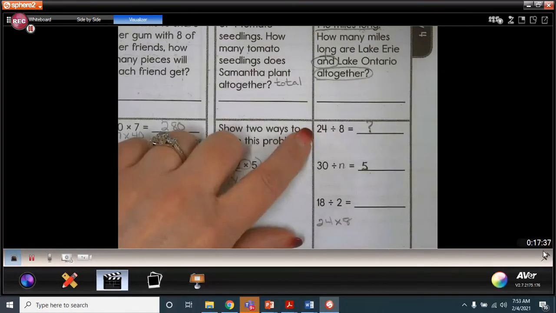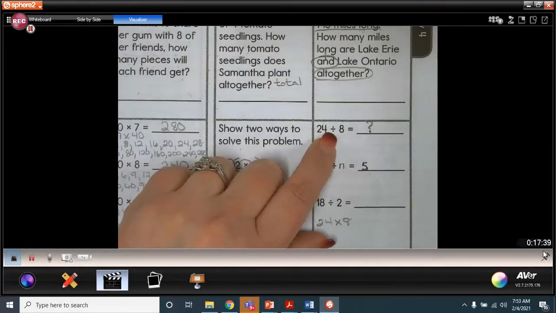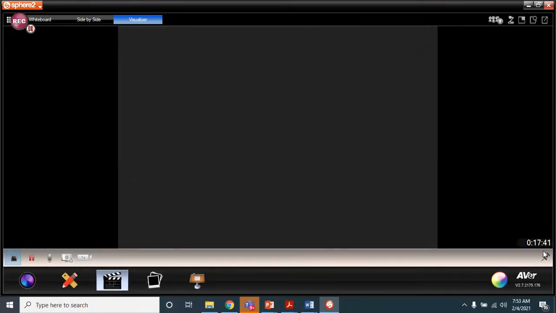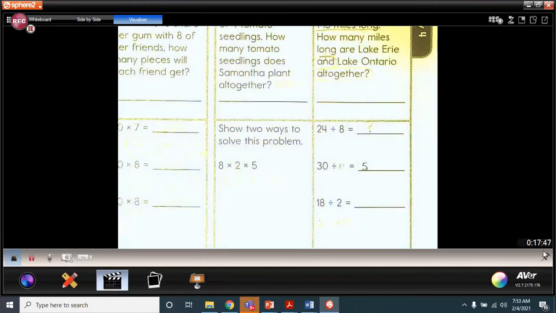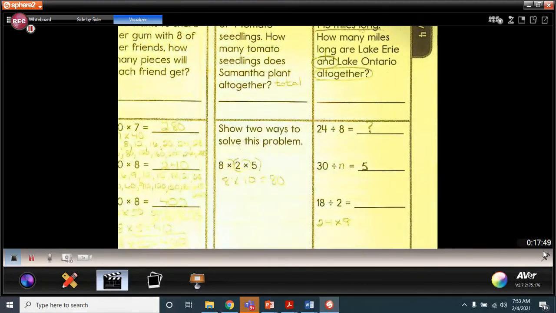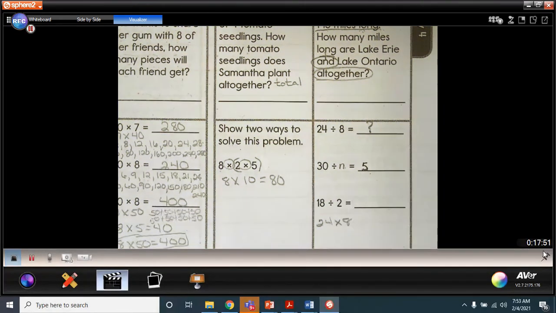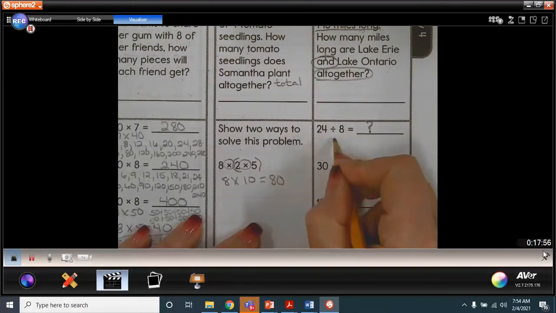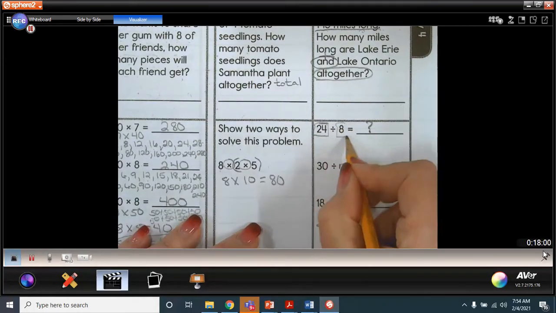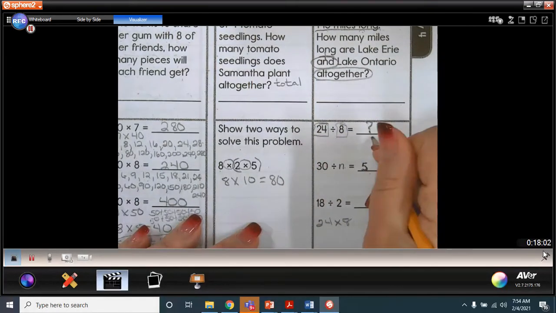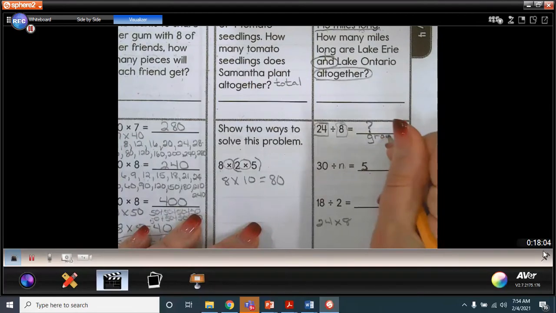So 24 put into groups of 8. I want to know how many groups of 8 I'm going to be able to make. So how many groups of 8 can I make or divide equally up? So I'm taking 24 and I'm putting it into groups of 8, and I want to know how many groups we end up with.